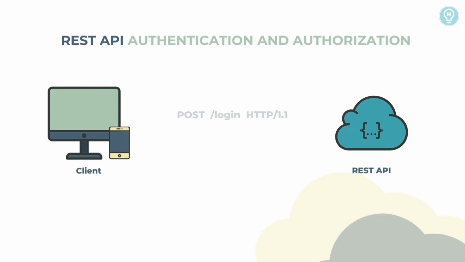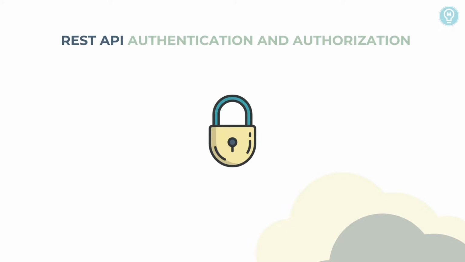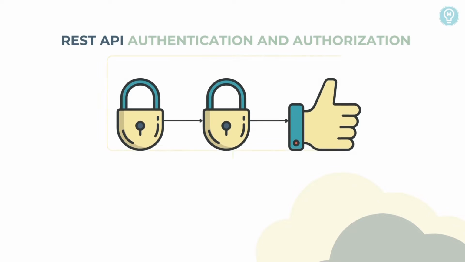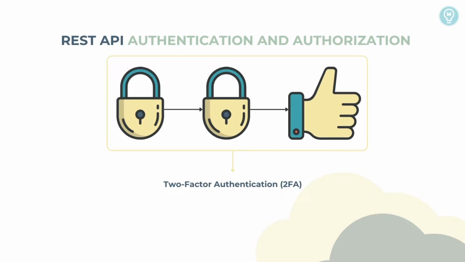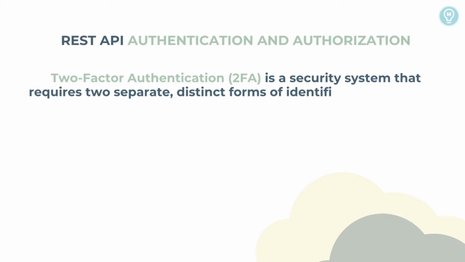Now, the traditional way of authenticating the client by making a request to a login endpoint, sending the username and password credentials, might not be enough. For a complete secure API, it might need a second step before authenticating the client to the API. This method is called two-factor authentication. Two-factor authentication is a security system that requires two separate, distinct forms of identification in order to access the API.